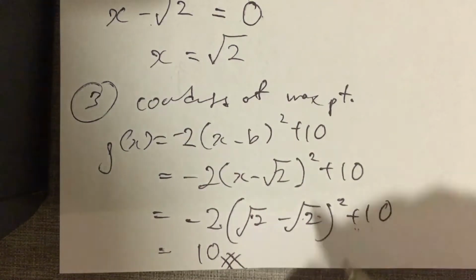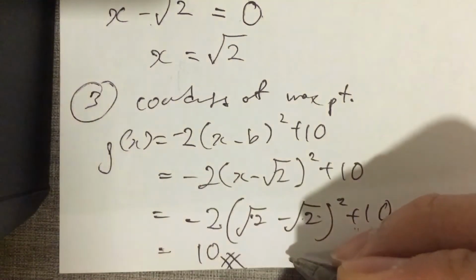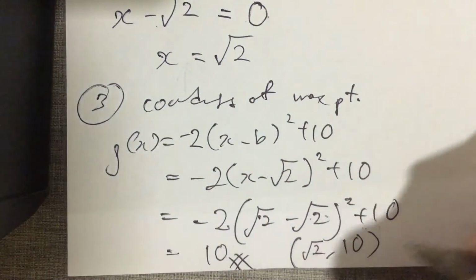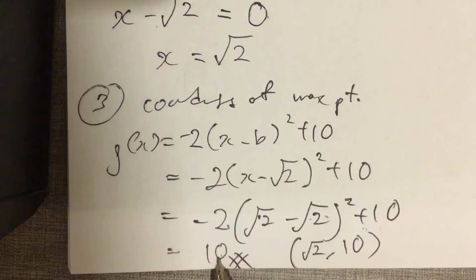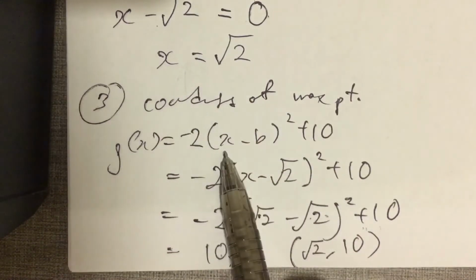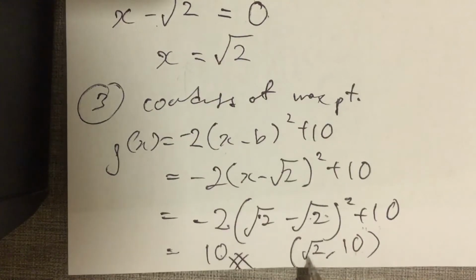So the coordinate is actually (√2, 10), because this is the y that you found using the function when you put x = √2 into here. So that's your y. Your x is your axis of symmetry, which is the square root of 2. So that's your answer for the coordinates of the maximum point.